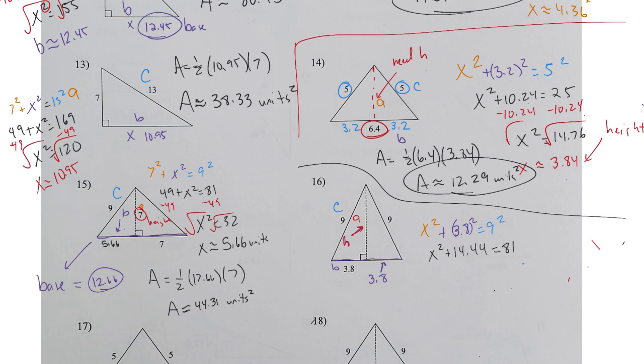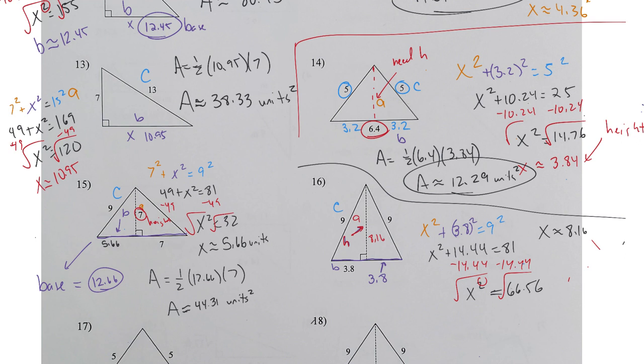Equals 81. Now I just subtract 14.44 from both sides. Remember, that's how we get rid of addition. I get x squared equals, I do 81 minus 14.44. I get 66.56. And now I have to square root both sides. Remember, that's how we get rid of the little 2. That's why I square root it. So I end up with x is about 8.16. Remember, that's my height.